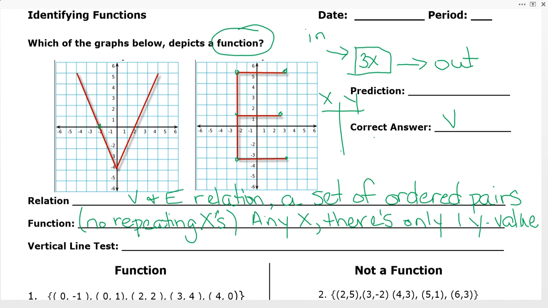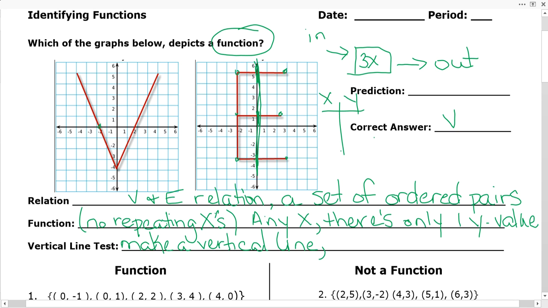So if you think about that for this letter E, if you put in for x 0, you would get this point right here, this point right here, and this point right here. So there are actually 3 values of y for the x. So that makes it not a function. What I just did here with my pencil is called the vertical line test. The vertical line test tells you to make a vertical line. If the relation crosses the vertical line more than once, it is not a function.